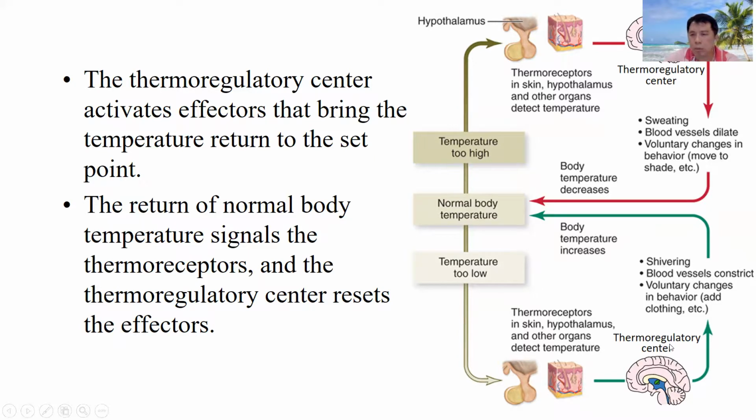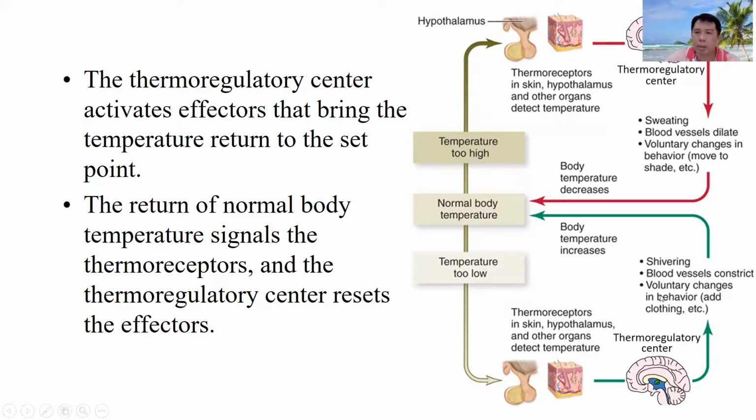So how do the skeletal muscles bring the body temperature back to the set point, since the body temperature is decreasing? It is through shivering, which is the contraction of the skeletal muscle. Once the body temperature has returned to normal, they signal the thermoreceptor and the thermoregulatory center to reset the effector, so that the body temperature does not increase above the set point, or become too high.